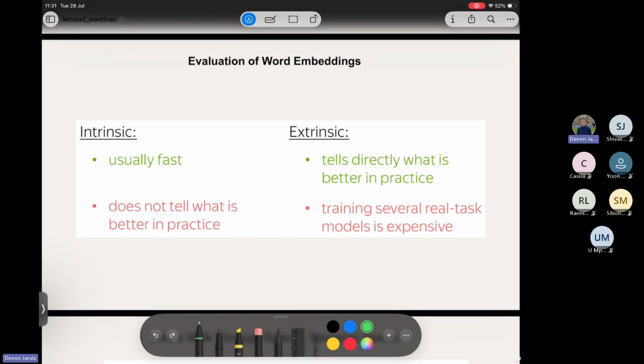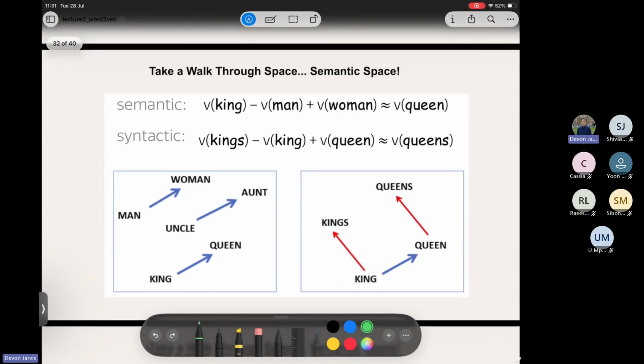Okay, so pros and cons of this. Intrinsic evaluation is usually really fast, but it doesn't tell you what's actually practically useful. Extrinsic evaluation tells you what's better, but it can rely on you training multiple models to do multiple different classification tasks, and so it's usually a little bit more laborious.